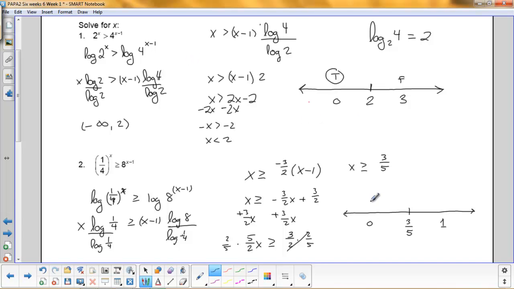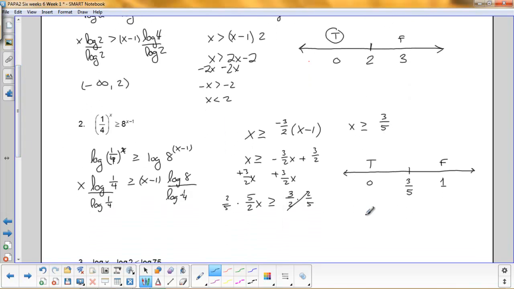You'll notice here that your true statement is here and your false statement is here. So that does contradict what has been stated in solving this algebraically. That is why it is so important that you do your test points in order to determine what's going on. So that means your solution is negative infinity to 3/5.